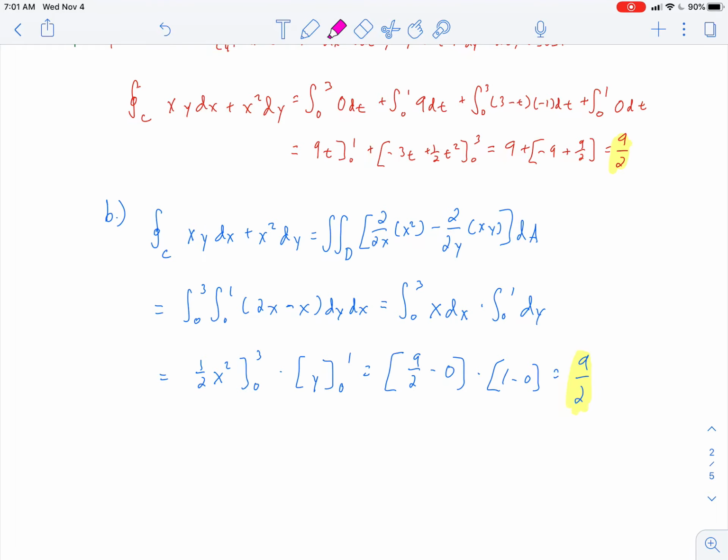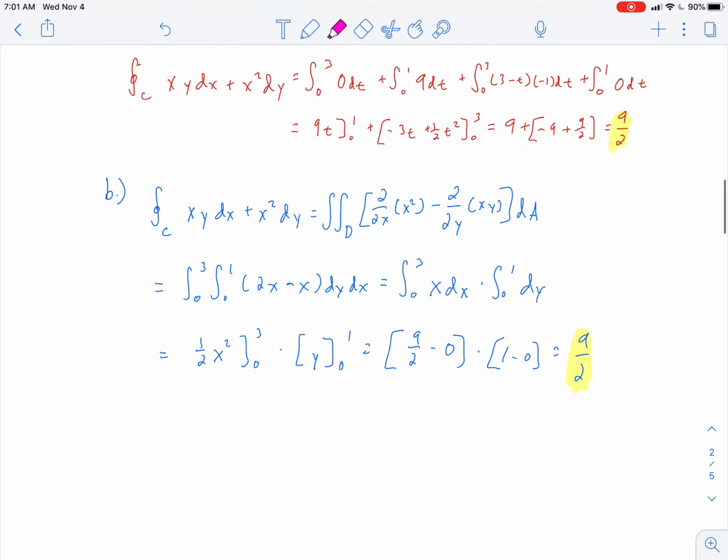Again, we're doing this over the double integral, and so here's our double integral. For x, we go from 0 to 3. For y, we go from 0 to 1. And so I have dy dx. I'll go ahead and do the partial derivatives. The partial derivative of x squared with respect to x is 2x. The partial derivative of xy with respect to y is just going to be x. And so we have 2x minus x, which is just going to give us x.